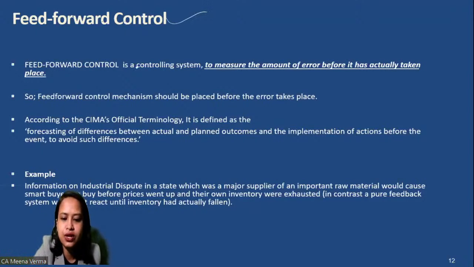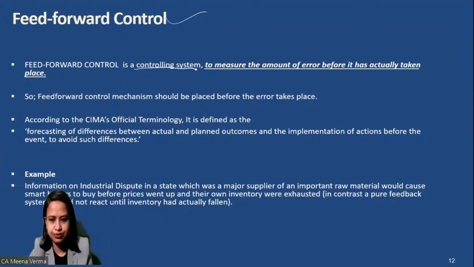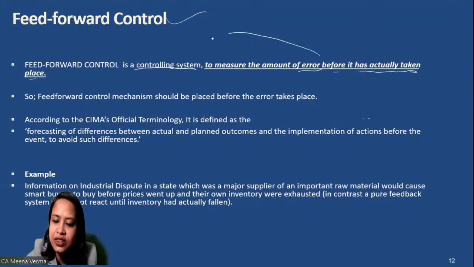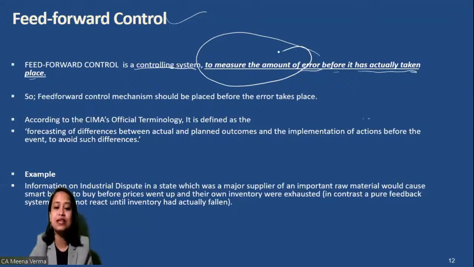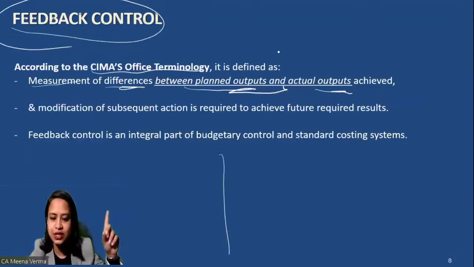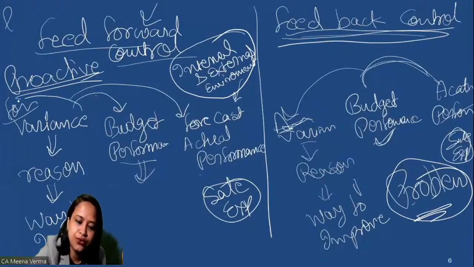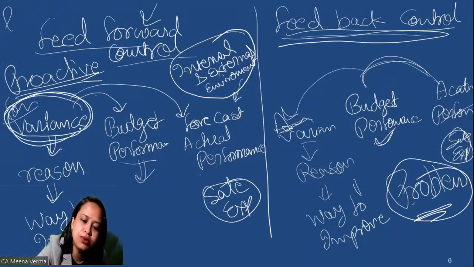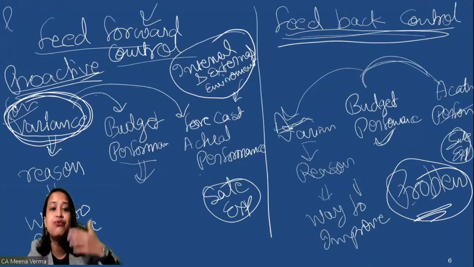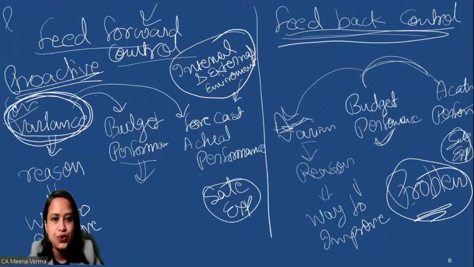See, the feed forward control is a controlling system to measure the amount of error before it actually takes place. So you are measuring the error before it actually takes place in your organization. In case of feed forward control, the error, the problem or any variance arising is a forecasted error. This is not the actual error, not the actual problem, not the actual variance. This is a forecasted variance.